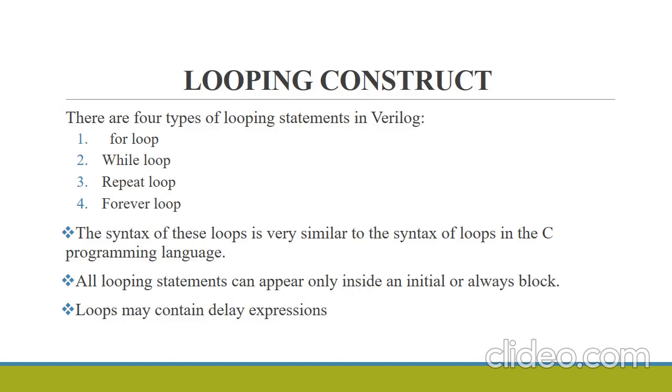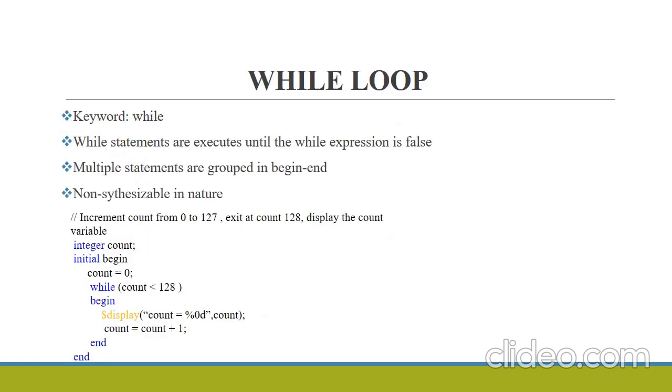Looping constructs. There are four types of looping statements: for, while, repeat, and forever. The syntax for these loops is very similar to the syntax of the loops in the C programming language. While loop. The keyword used is while. While statements execute as long as the while expression is true. Multiple statements are grouped in begin end. It is non-synthesizable in nature.